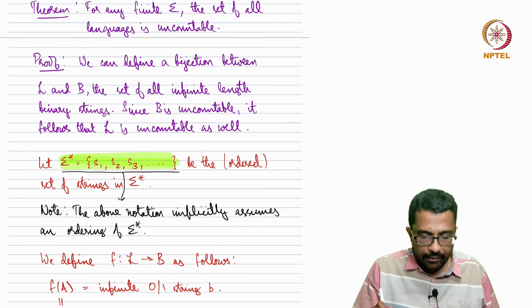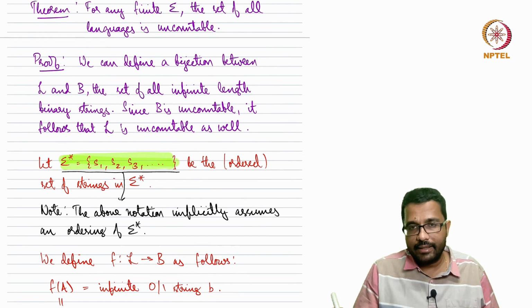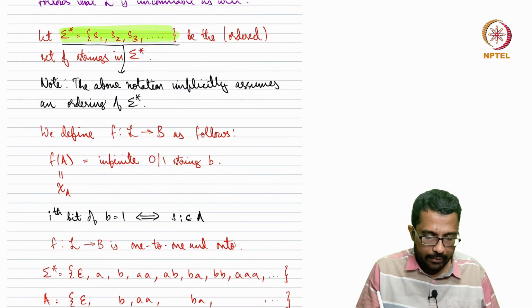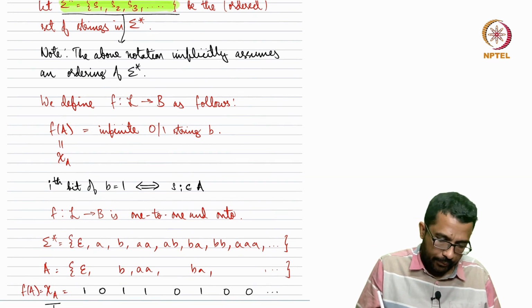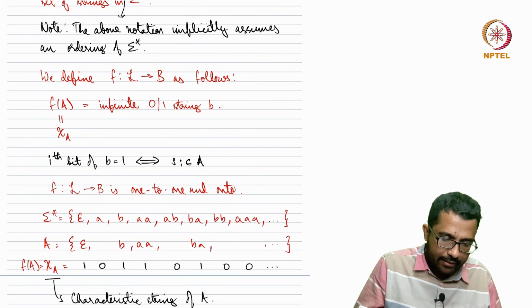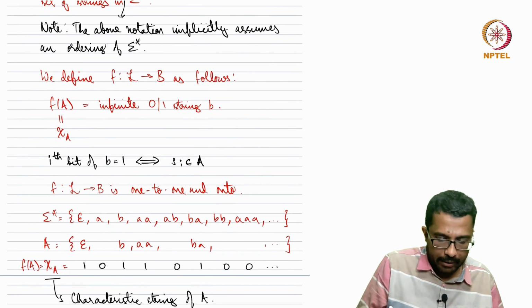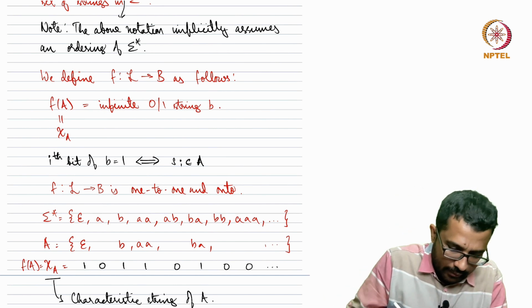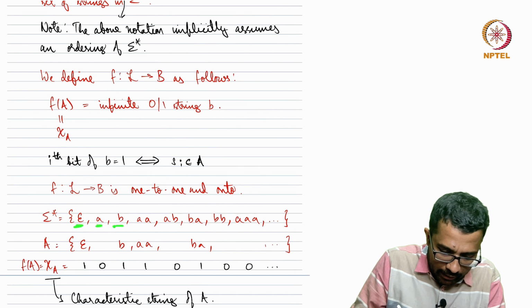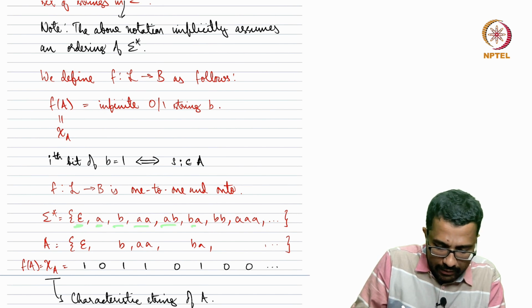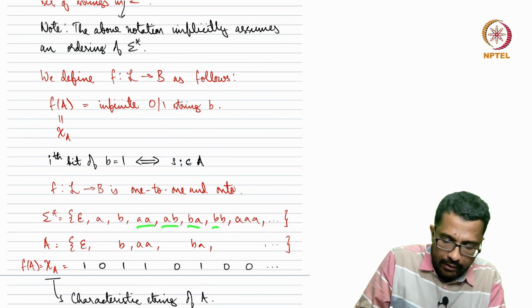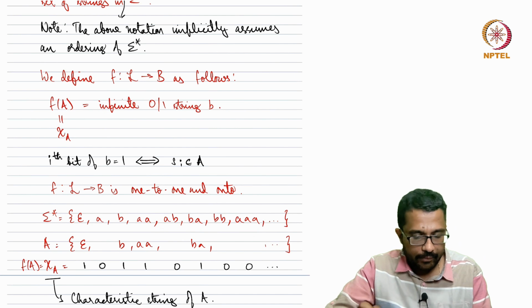So now let me define the mapping, the bijection from L to B. Suppose we take a two-symbol alphabet, a and b. Let me order the elements of sigma star like this: the empty string, a, b, aa, ab, ba, bb, and so on. So first strings of length 0, then strings of length 1, then strings of length 2, then strings of length 3, and so on, right?